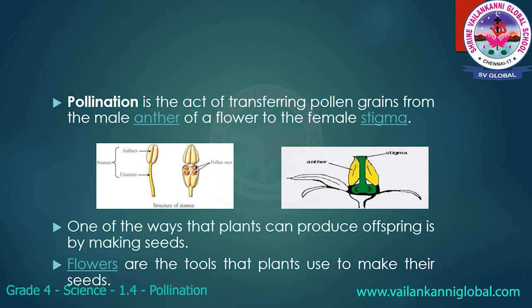One of the ways that plants can produce offspring is by making seeds. Seeds contain the genetic information to produce a new plant. Flowers are the tools that plants use to make their seed.